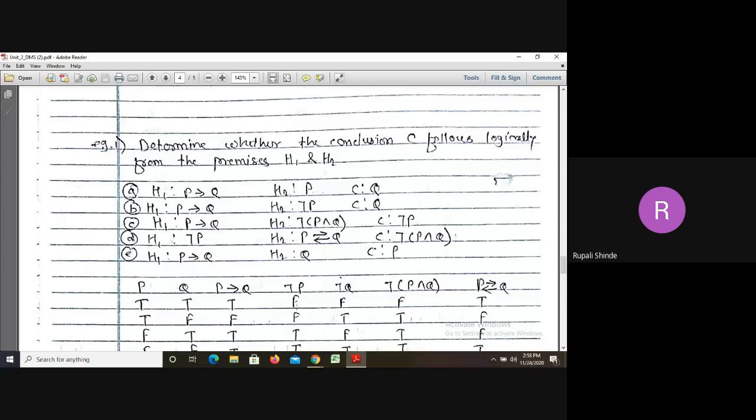So here we have completed our unit number 2 as well as our syllabus. From the next lecture onwards, we will start with revision. Do you have any doubt, any problem regarding today's content? No, ma'am. Okay, thank you.